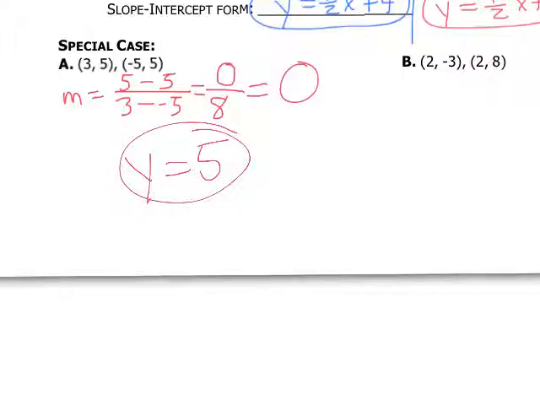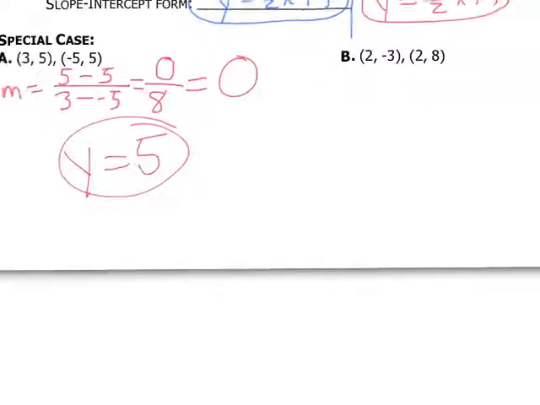Remember, the special cases are missing a variable. So it's either y equals a number or x equals a number. You can also look at what is being repeated in the points. When you see a slope of 0 or undefined, you know you have a special case. Just come back to the points and say, okay, these points share a y value of 5. So y equals 5. That's it.